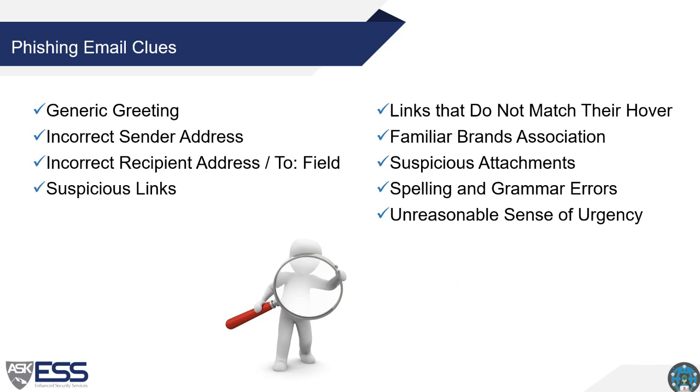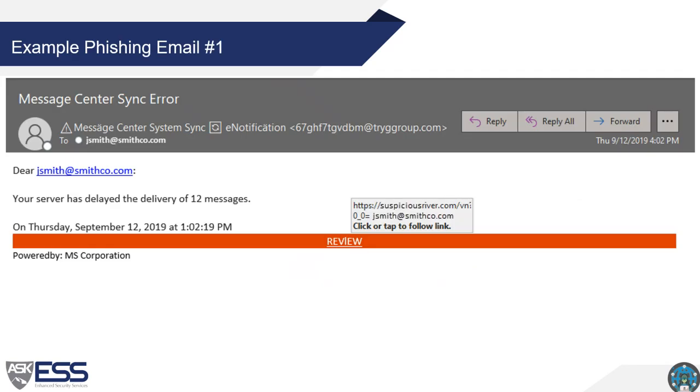So with all of these clues in mind, we're going to show you a few phishing emails that we've seen, and then we'll go through and highlight some of the items that raise red flags. So you can see here we have a message center sync error. Oh, something's broken, something's wrong. Your server has delayed delivery of 12 messages. Oh, that's a problem. If the last 12 emails didn't go out, that could be a problem. So there's some urgency there, and "powered by MS Corporation."